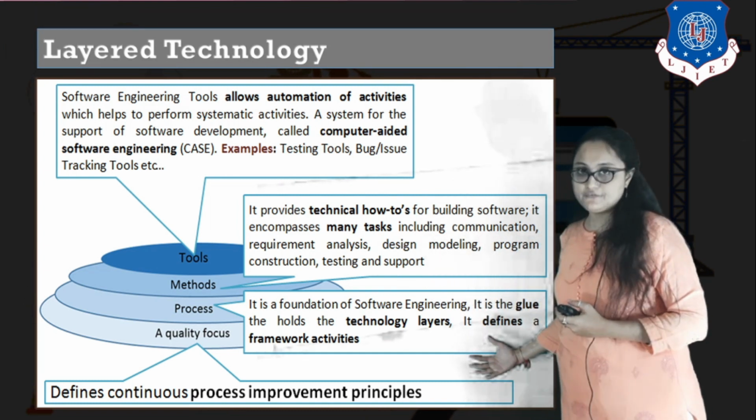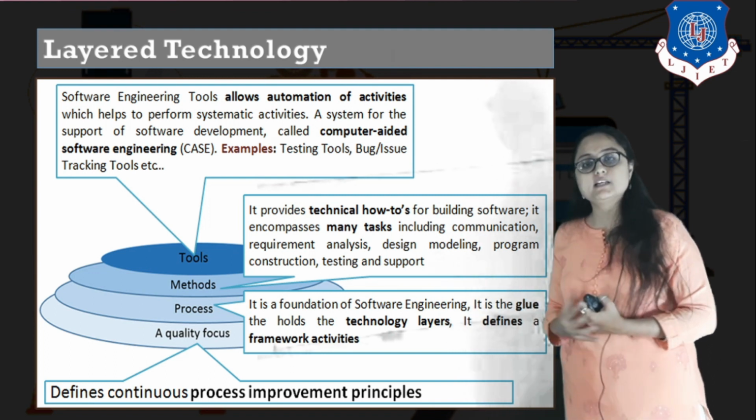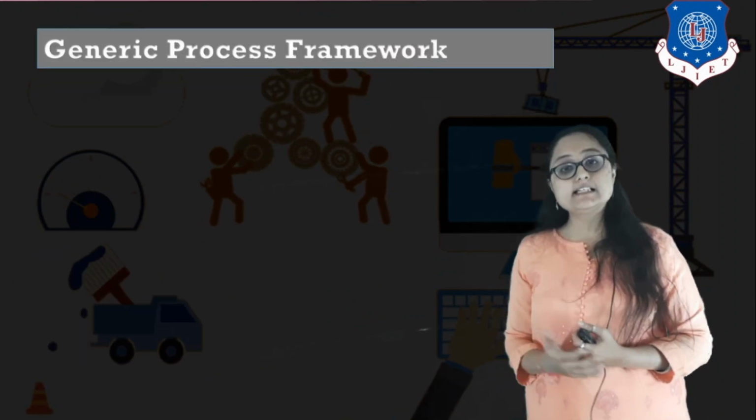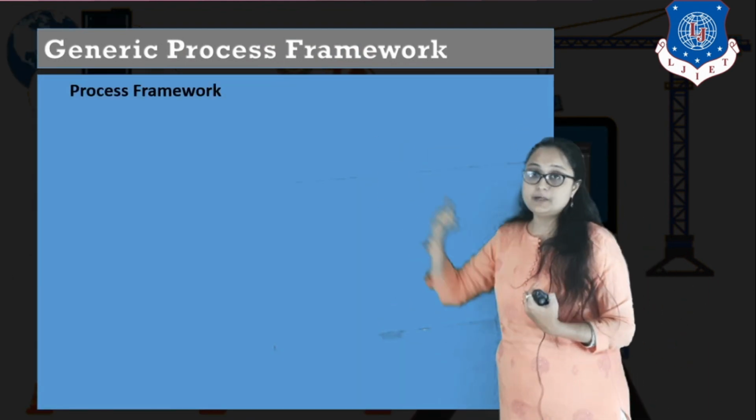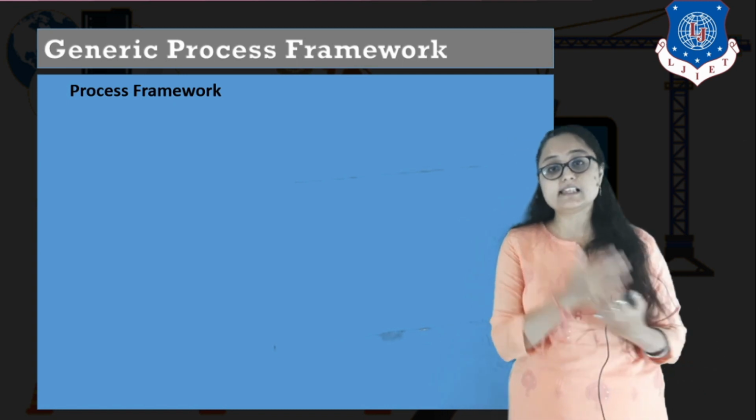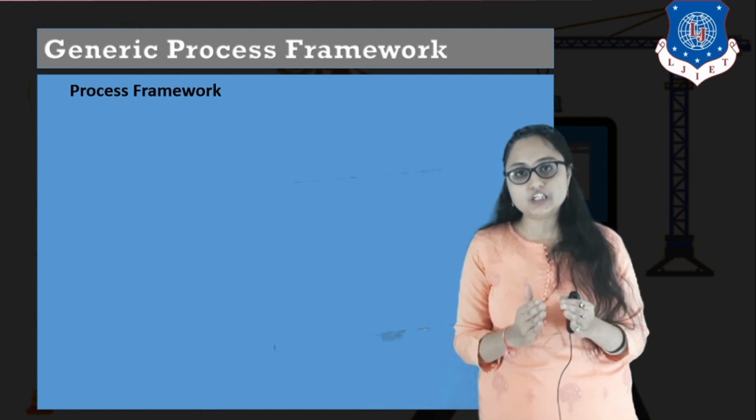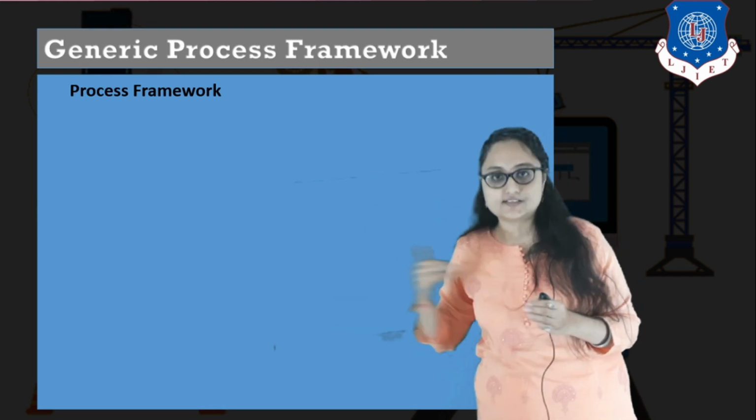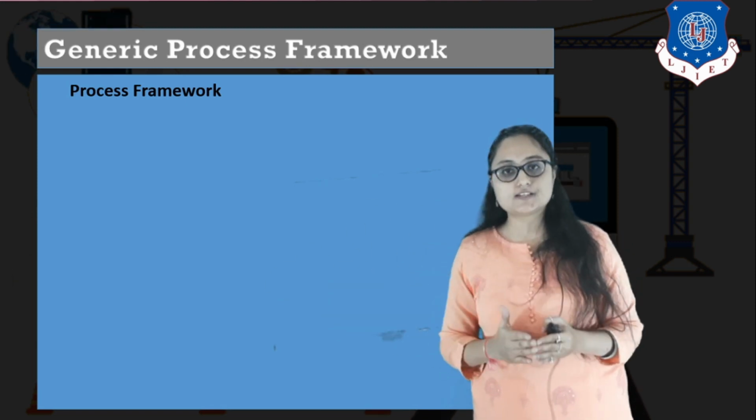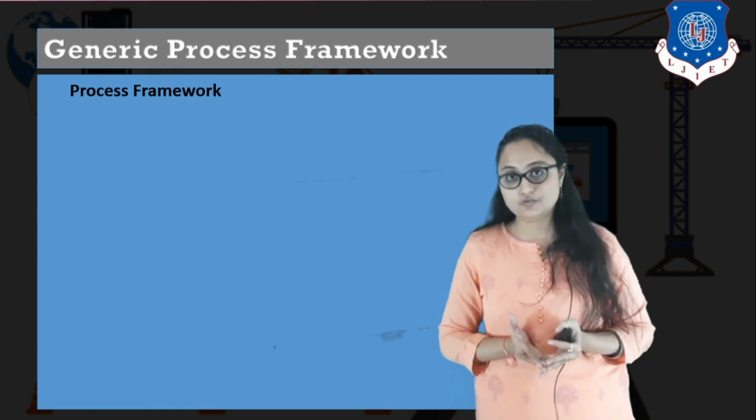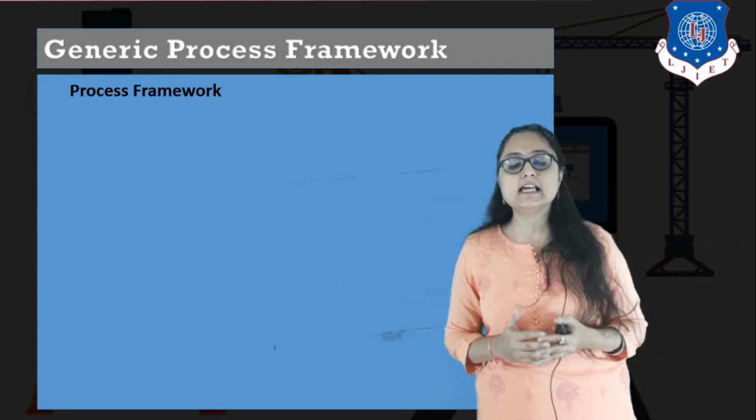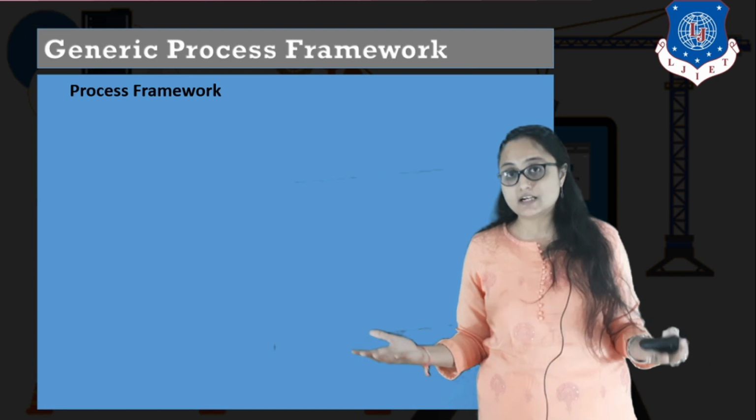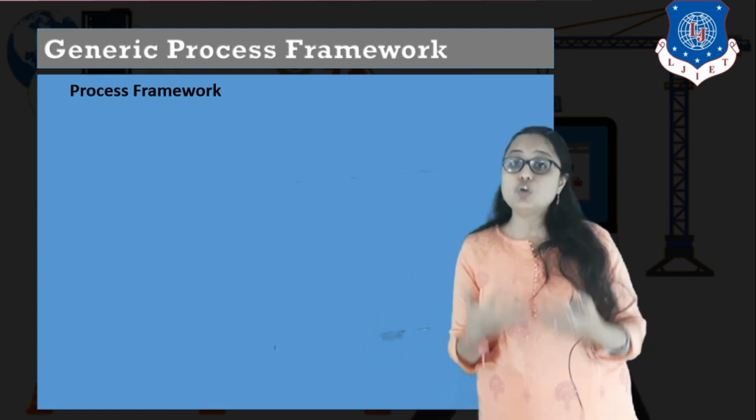The first one is quality focus, the second one is process, the third one is method, and the fourth one is tools. Okay, now let us study the generic process framework. What do you mean by process framework, or by process? I told you in the previous slide, process is a combination of activity, action and task. What is the difference between activity, action and task? Activity is a broader perspective, defined by the whole framework activity. For example, communication. Communication is a broader activity that takes place in the development of software.